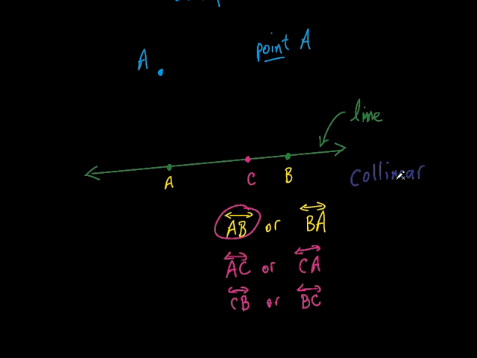Two L's, C-O-L-L-I-N-E-A-R, collinear. Co, I think, means with, all right? That's the prefix. It means with the line, okay? Or they all make up that line. So these are collinear points.